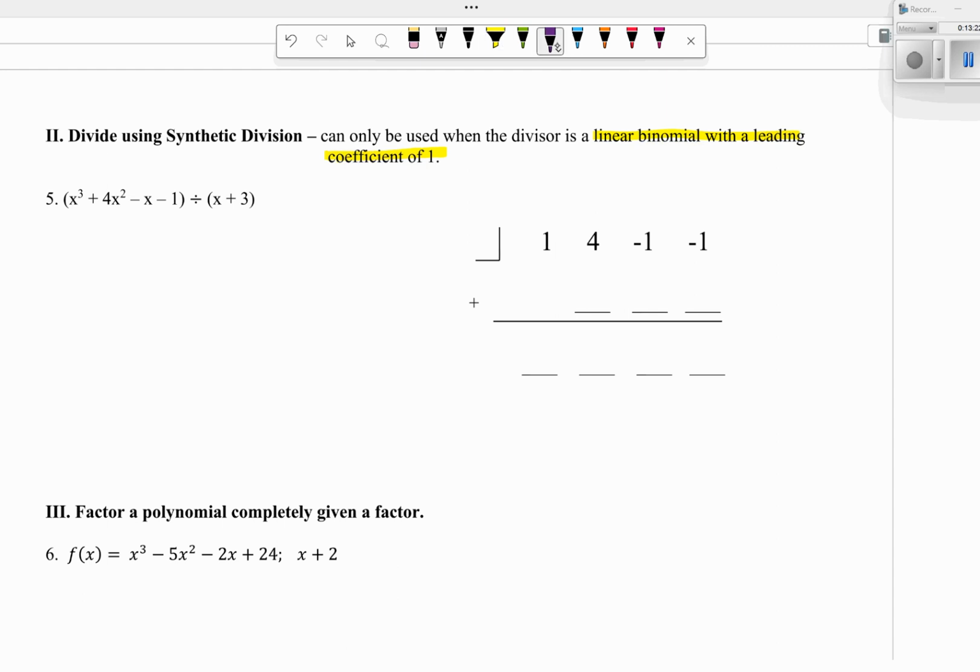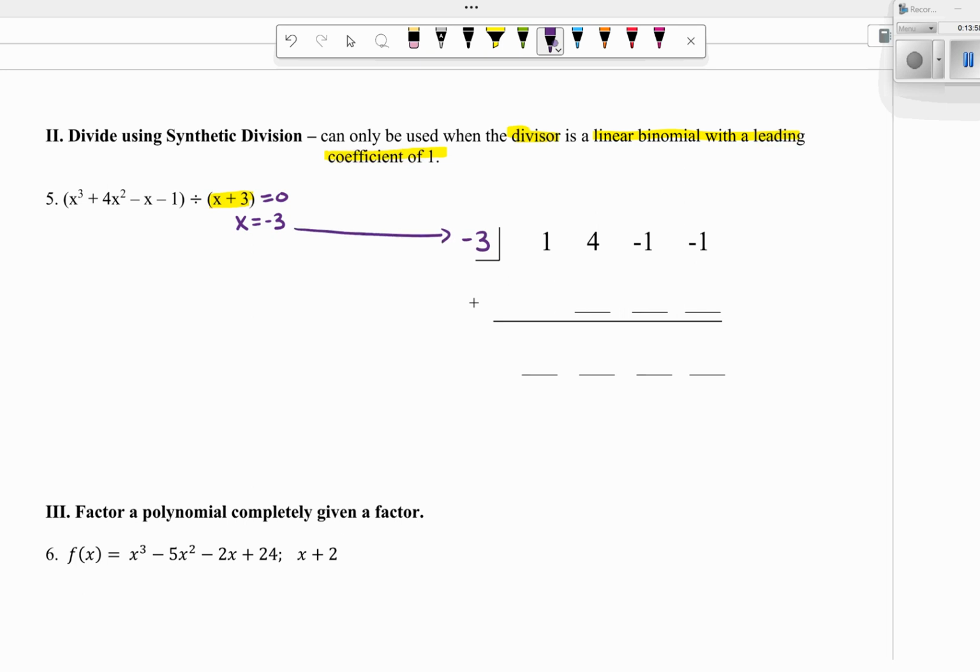So if I look over here, looking at the divisor here is x plus 3. And so since the divisor is x plus 3, that's linear because it has the highest power of x. It's a binomial because there's two terms, and the leading coefficient in front of our highest power of x is only 1, so we can do synthetic division. So remember, when you're doing synthetic division, the first thing we do is take that divisor, set it equal to 0, and find the 0. So x equals negative 3. That is the number that goes inside the box.